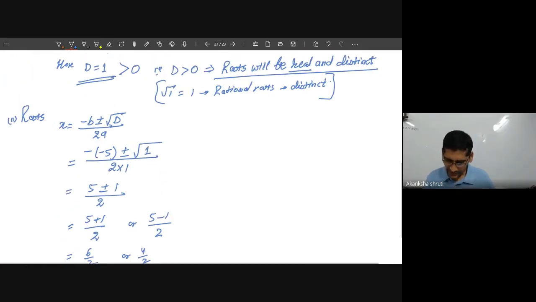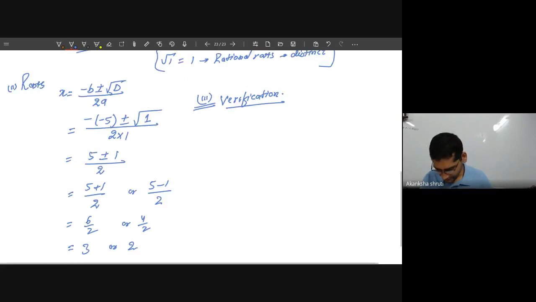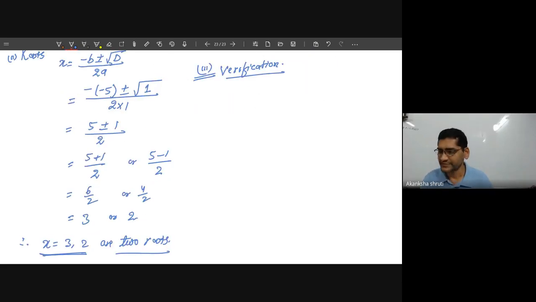So this was the second part. Now let me verify. The third part is verification. Student, verification can be done by just substituting in the given equation. We can put this value. If it is being satisfied, it is okay. If not, then whatever we have calculated is not correct. That is one thing. Another, we can even calculate by another method. So let me go by substitution first.